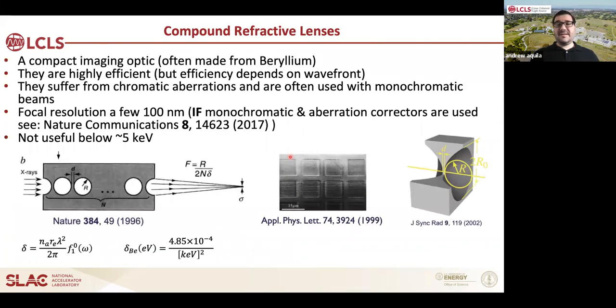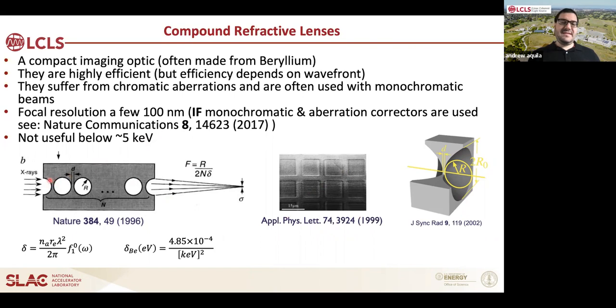We typically use other optics, and we use them for focusing, not necessarily for imaging. These are called compact or compound refractive lenses, and they're usually made of beryllium because it's very low Z, and this means they get a high efficiency in the X-ray range. They're not so useful below 5 keV because they absorb a lot there. But once again, these are very small objects, but you can use them in synchrotrons as imaging objects, and they do have some aberrations. But you can fix that.